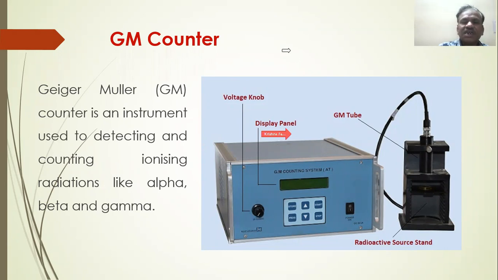Next, this is the GM tube. Here is a stand for the radioactive source. Any alpha source or beta source I can place here. Here is a cable that you can connect to the port behind this counter. And students, you see here, there is an upper arrow and a down arrow. There we can increase the time factor, and I can set the voltage, either increasing or decreasing it. Time means whether I need the counts for 1 second, 2 seconds or 60 seconds, like that.